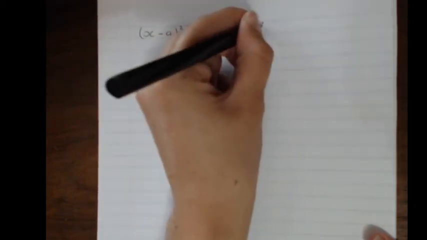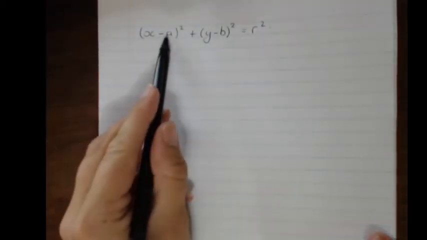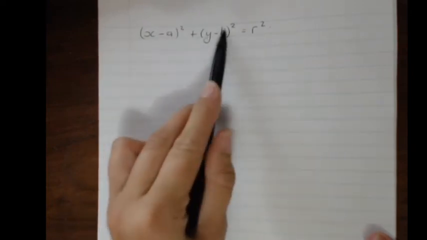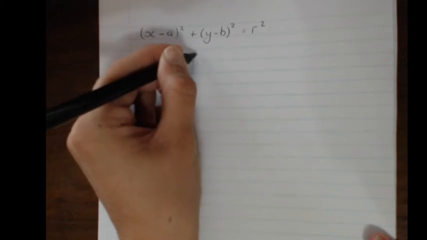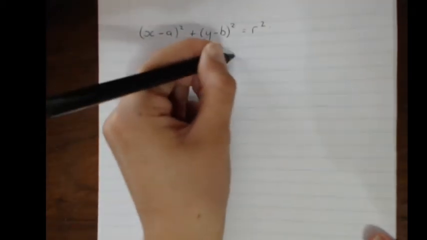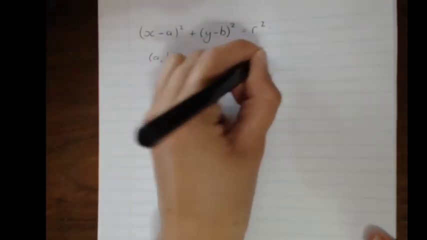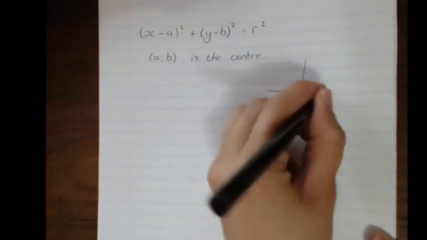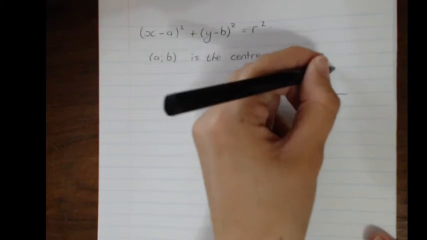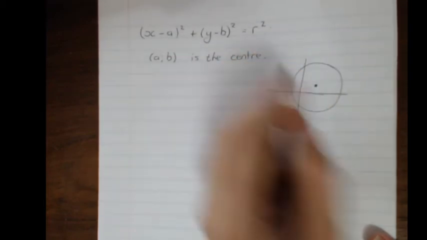That looks like this. This is on your formula sheet, where the coordinates (a, b), if I write that as a set of coordinates, is the center of the circle. That's a set of coordinates which will be the coordinates of, sorry for the ugly sketch, the center of the circle (a, b), and the r is the length of the radius.